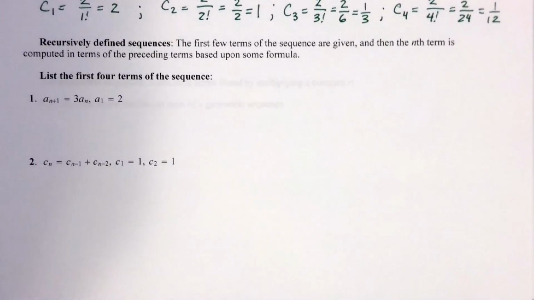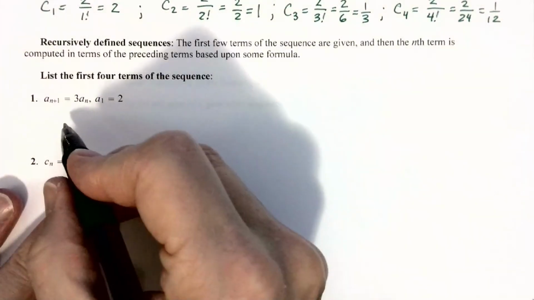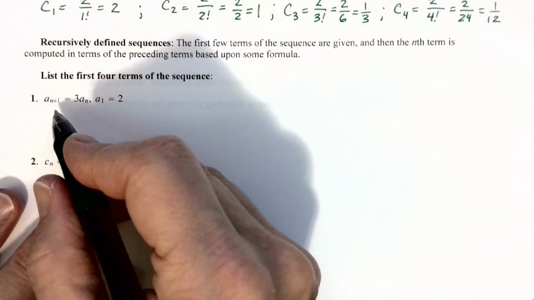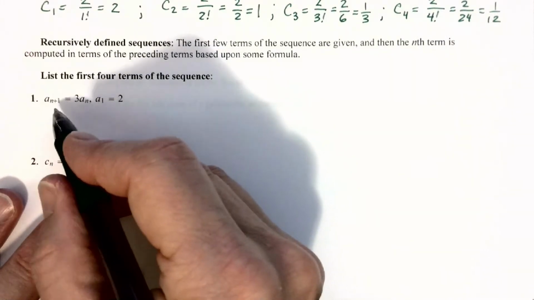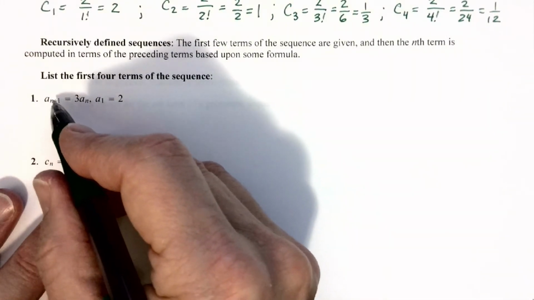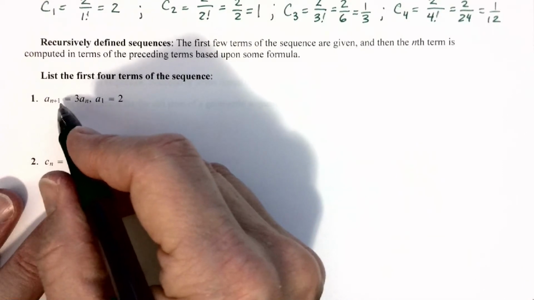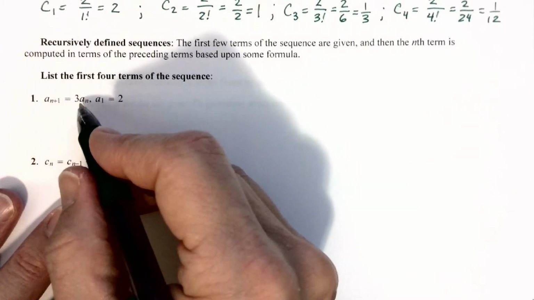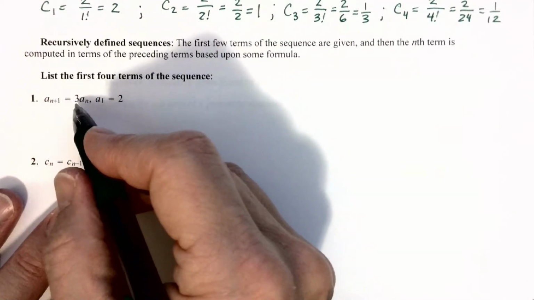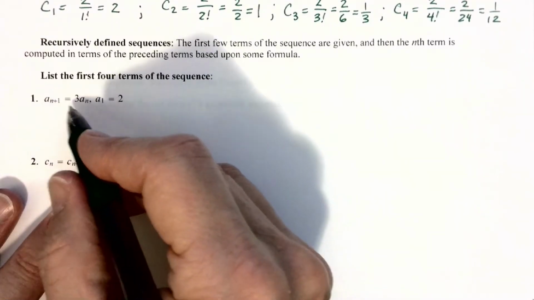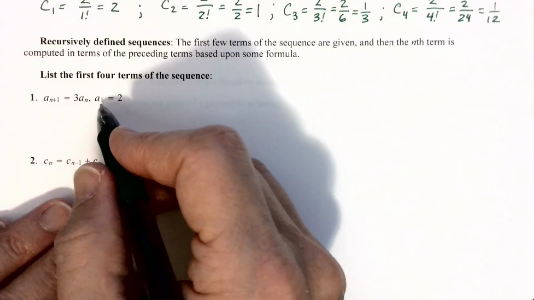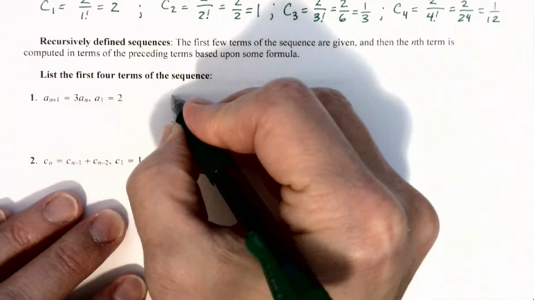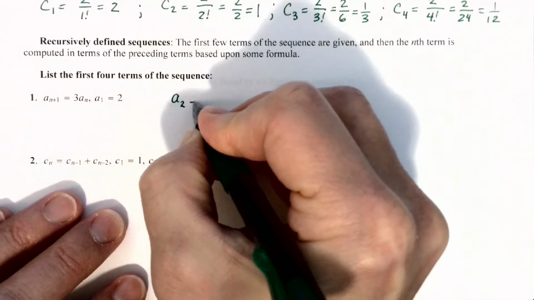So let me show you this example here. Here's a sequence, and it's given recursively. Here's the recursion. And the recursion says to find the next term in the sequence, the n plus 1 term, I take the previous term in the sequence, a sub n, and multiply it by 3. That's what this is saying. In order to get going, I have to have a starting point, and so notice we're given the first term. A sub 1 is 2. So what's a sub 2?